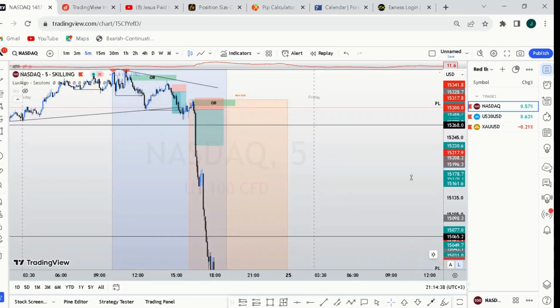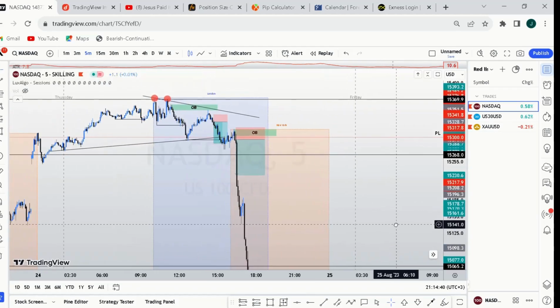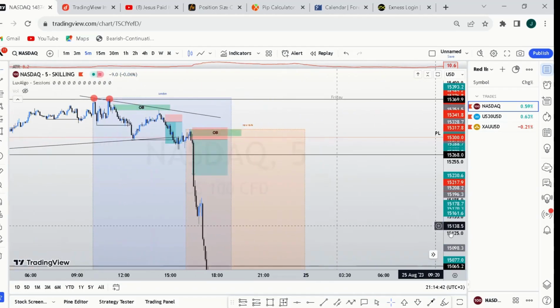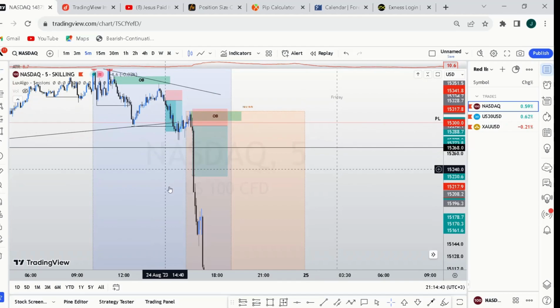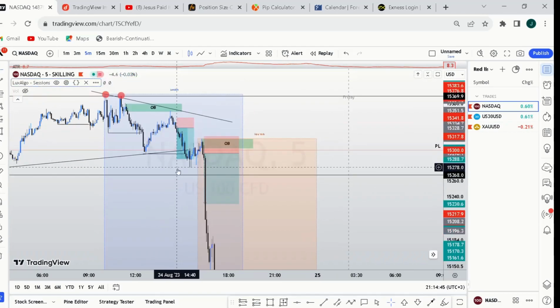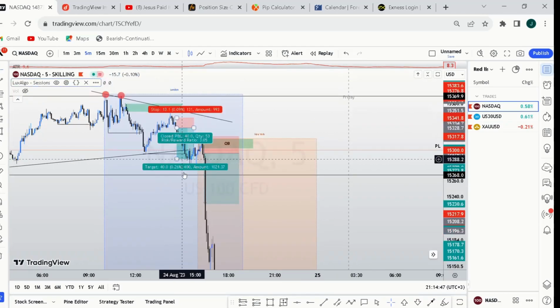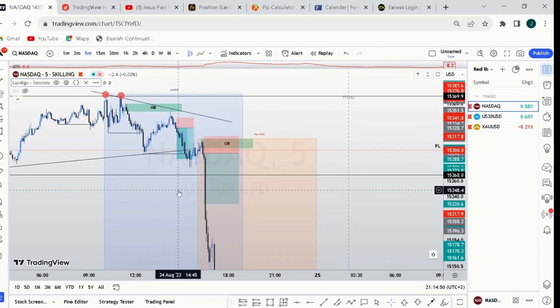So let me show you actually from yesterday how we took these trades, guys. You can see that I broke the rules actually from here, man. I broke the rules because I was seeing this is a very good setup, and said let me trade, because it was just almost 1.5 hours to the opening of the New York session.